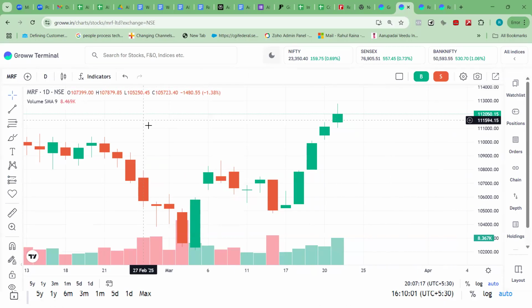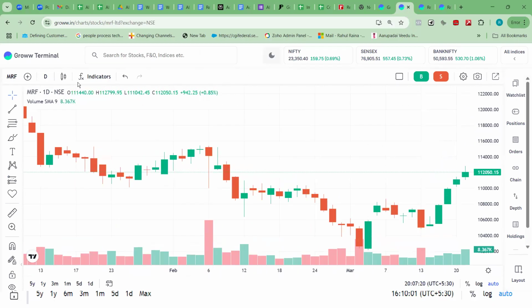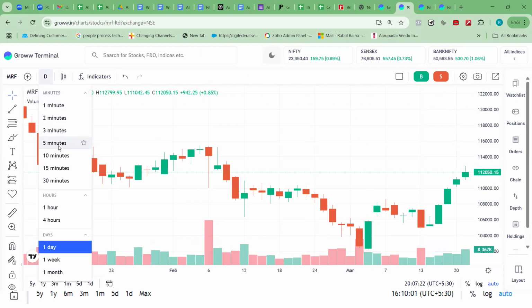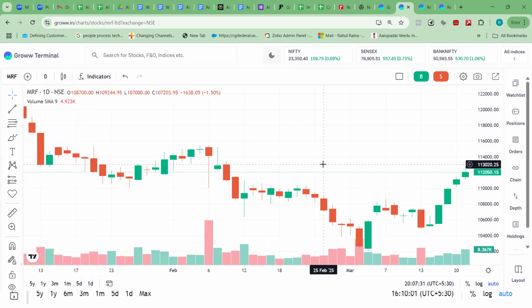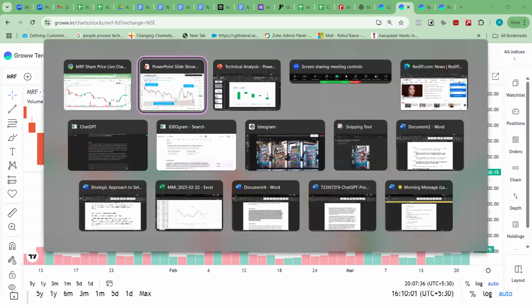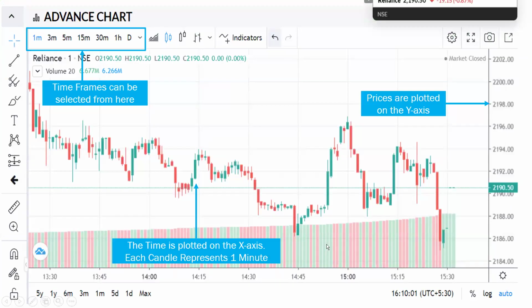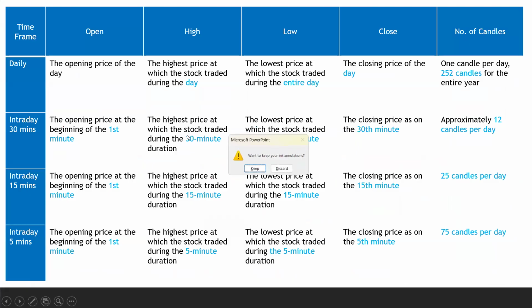Now, you would have also seen this kind of a chart, like the one I opened here, right? And if I go to this, you will see all this: 1 minute, 2 minute, 3 minute, 5 minute, 10 minute, 15, 30, 1 hour, 4 hour, 1 day, 1 week, 1 month. What is the meaning of that? You would have that question. Now, please understand, these are the time frames.